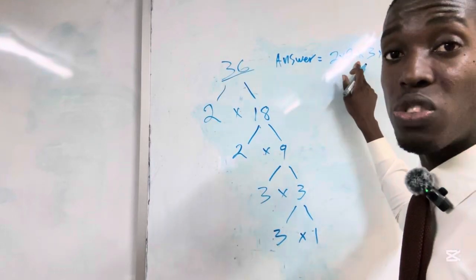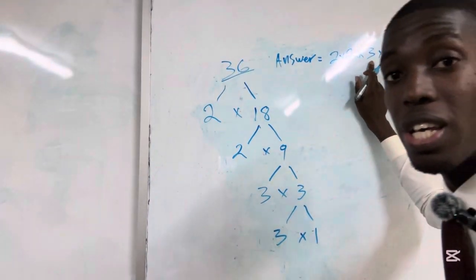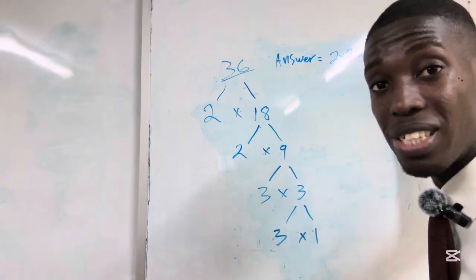So 2 times 2 is 4. 4 times 3 is 12. And 12 times 3 is 36.